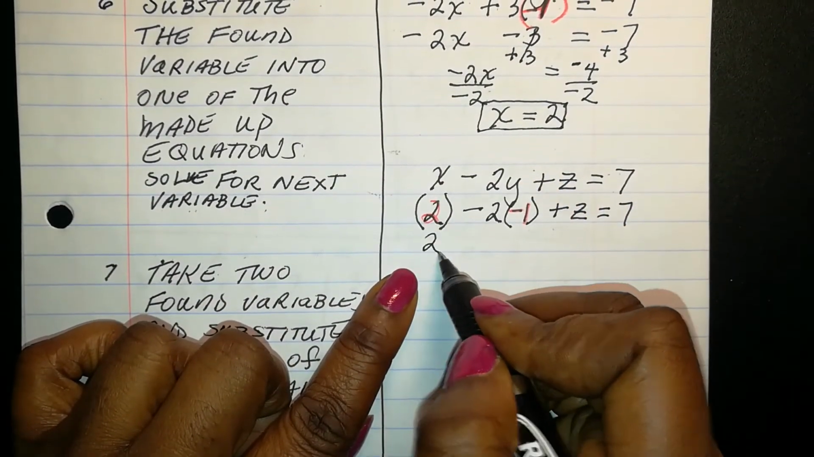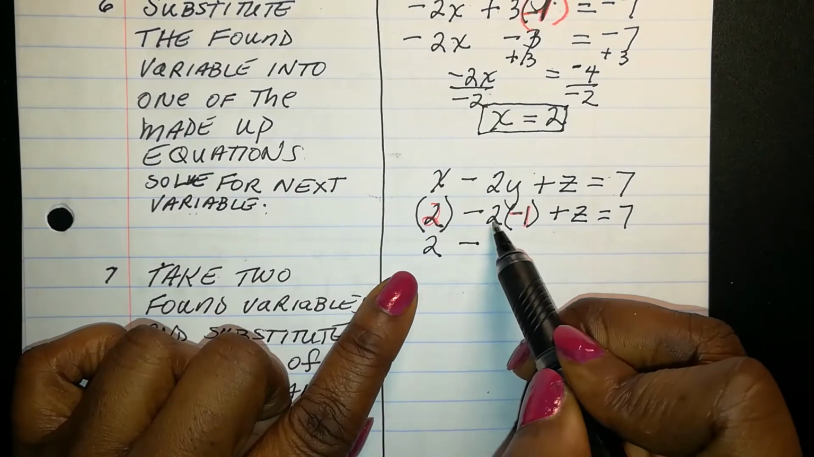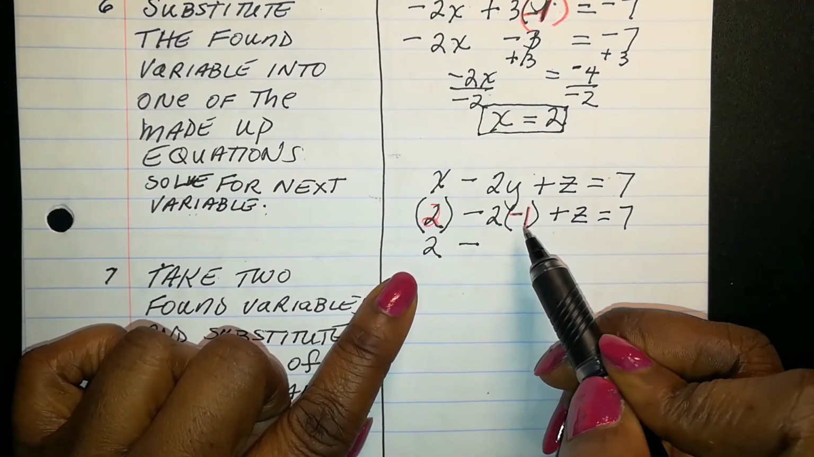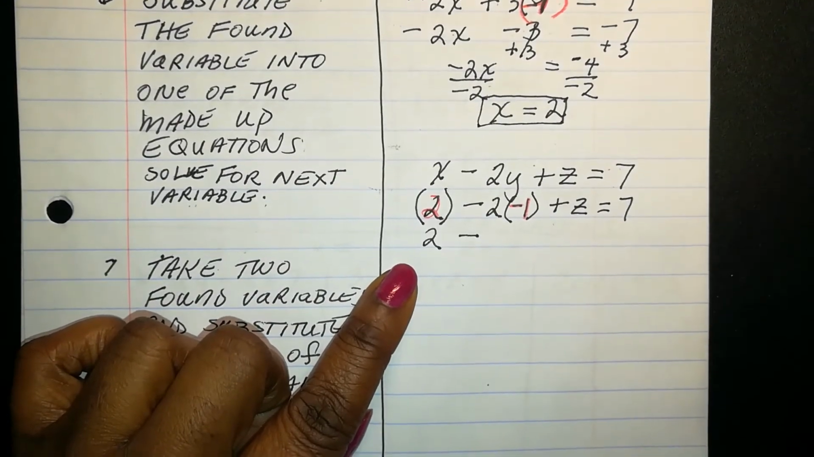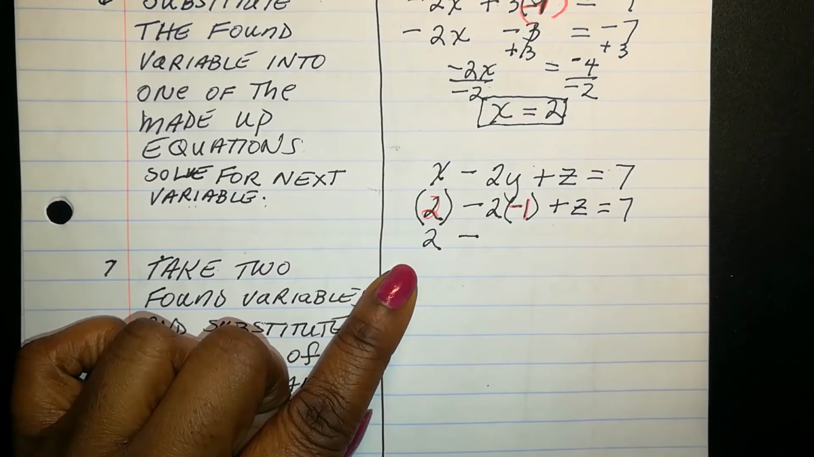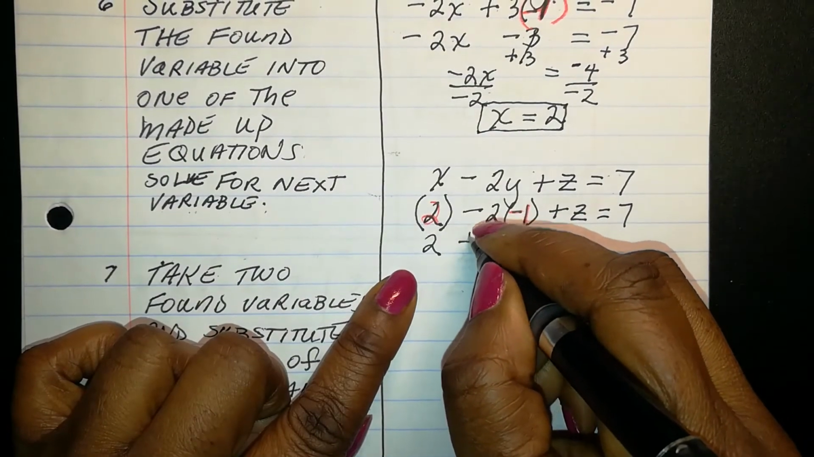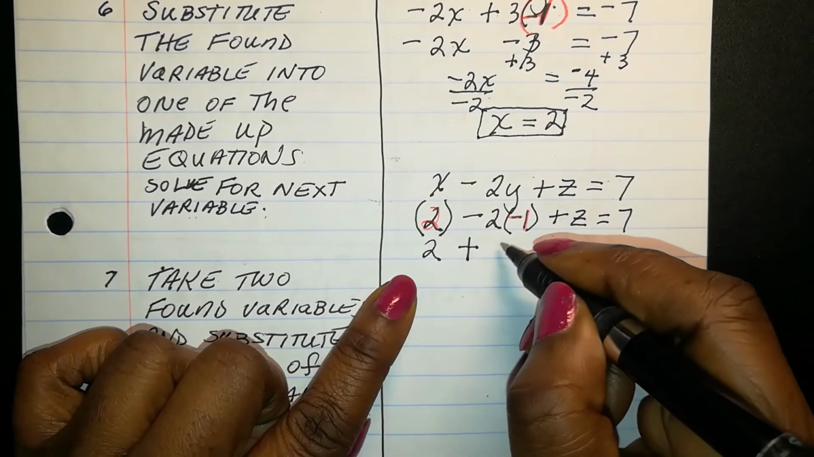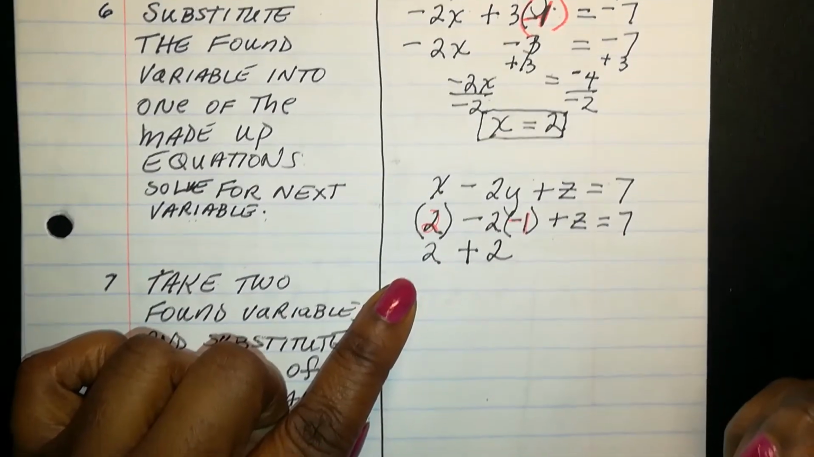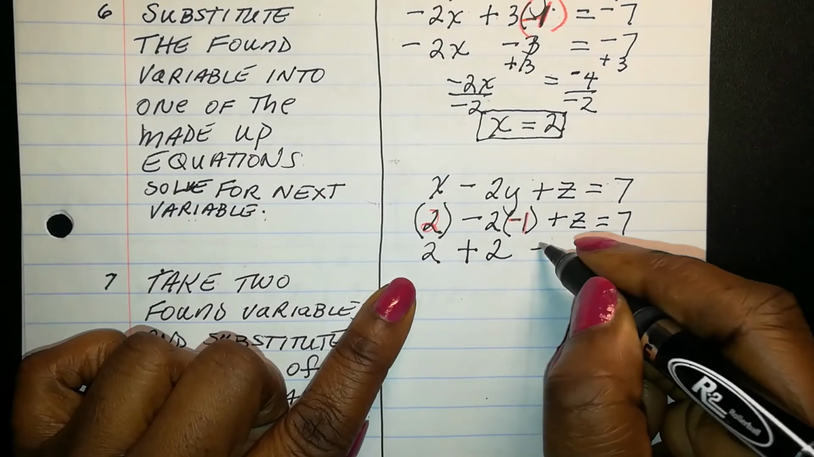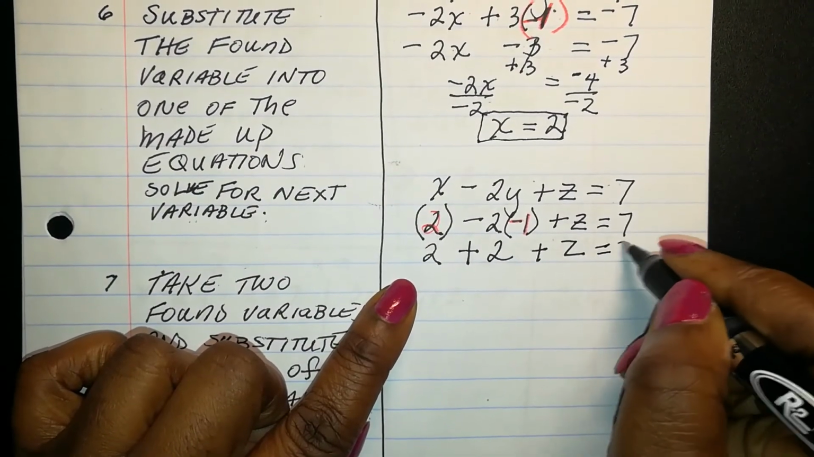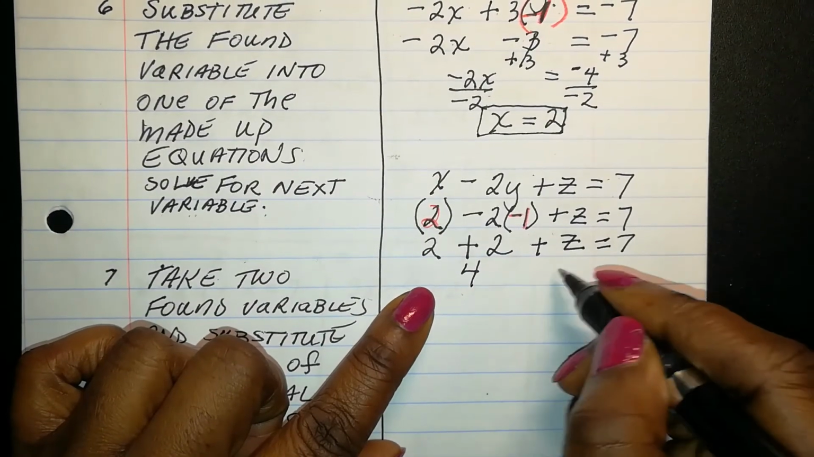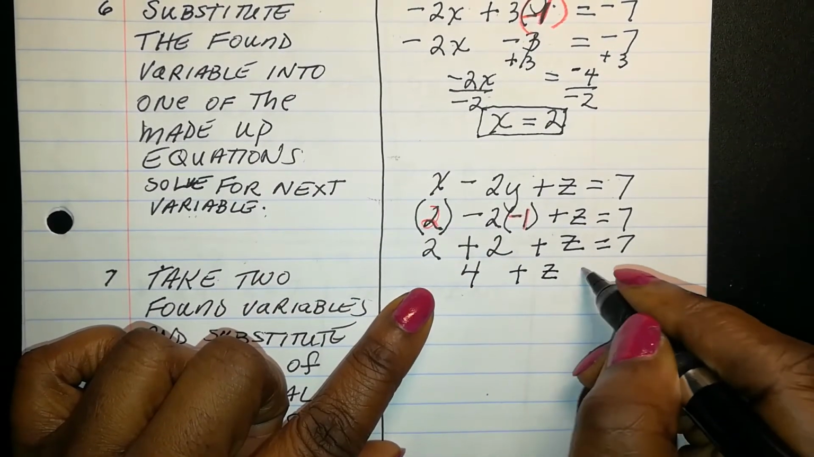So this remains 2 minus, what is this? Wait a second, this is -2 times a -1. Now, if the signs are the same, let's treat that like an integer. So this becomes a plus. Do we see that? That's like saying plus 2, just like that. Okay? Plus z equals 7. Now, what is 2 plus 2? We know that one. That's easy. 4 plus z equals 7.